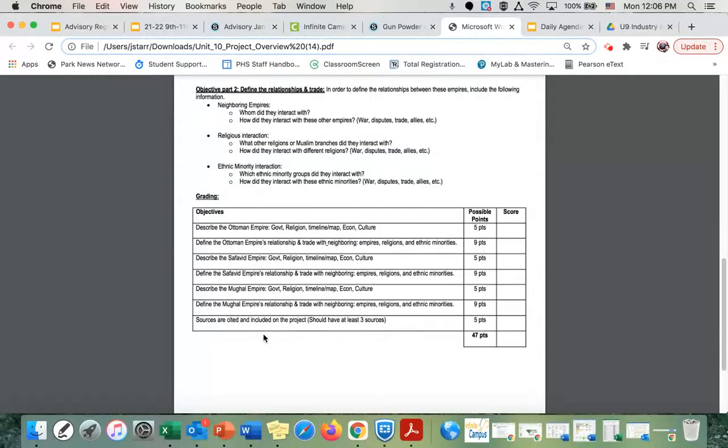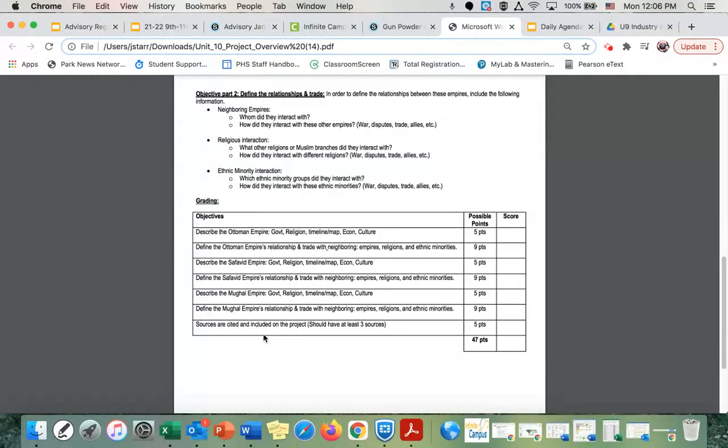So if we come on down here, then we get to part 2, which is defining the relationships and trade with each other. And so if you look, we have basically these 3 empires, and you're going to give us the information here for each of these bullet points. How did they deal with their neighbors? All right, those neighboring empires.